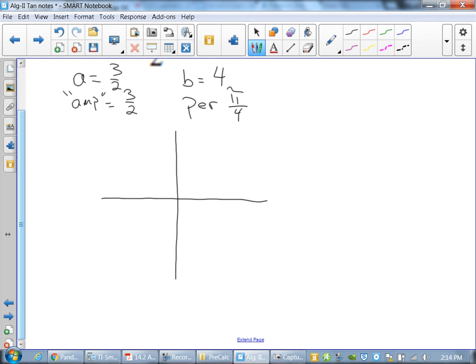All right, so we start with the non-shift. If my period is pi over 4, the distance between my asymptotes is going to be pi over 4. The origin goes halfway between. So what's half of pi over 4? Pi over 8. So your asymptotes are at pi over 8 and negative pi over 8. What's halfway between 0 and pi over 8? Pi over 16.